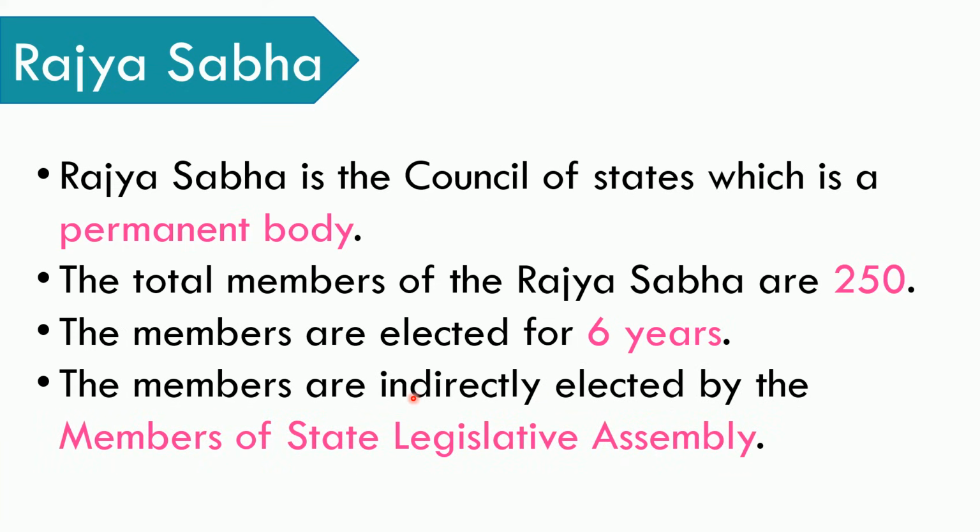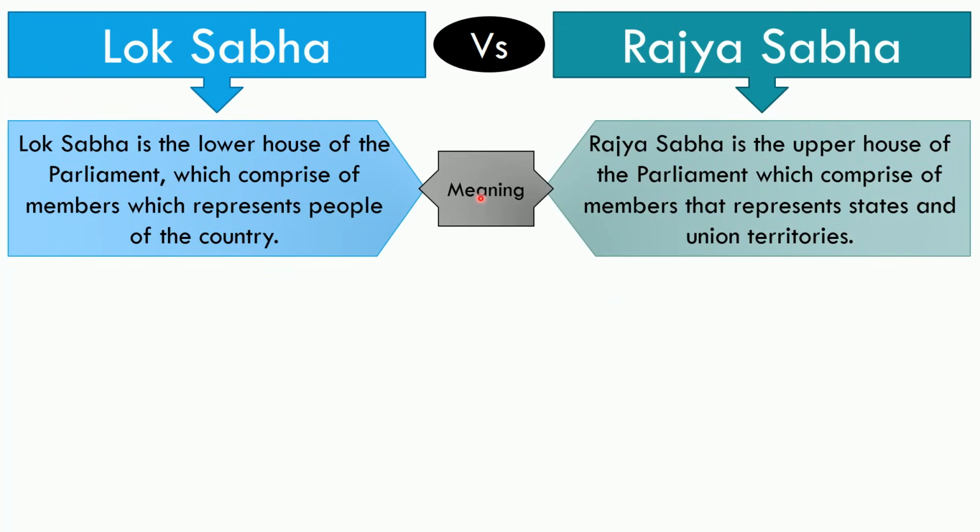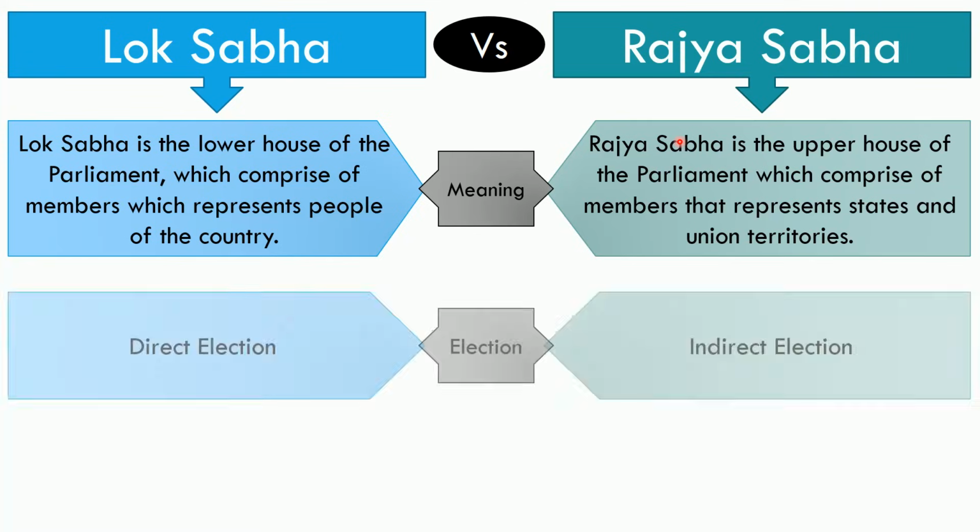The members of Rajya Sabha are elected by the members of State Legislative Assembly as per proportional representation system by single transferable vote. Difference between Lok Sabha and Rajya Sabha. Meaning, Lok Sabha is the lower house of the parliament which comprises of members representing people of the country. On the other hand, Rajya Sabha is the upper house of the parliament whose members represent states and union territories.